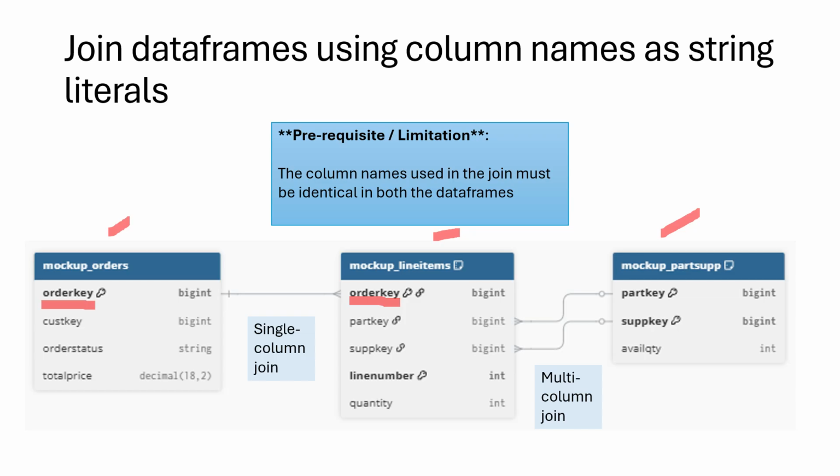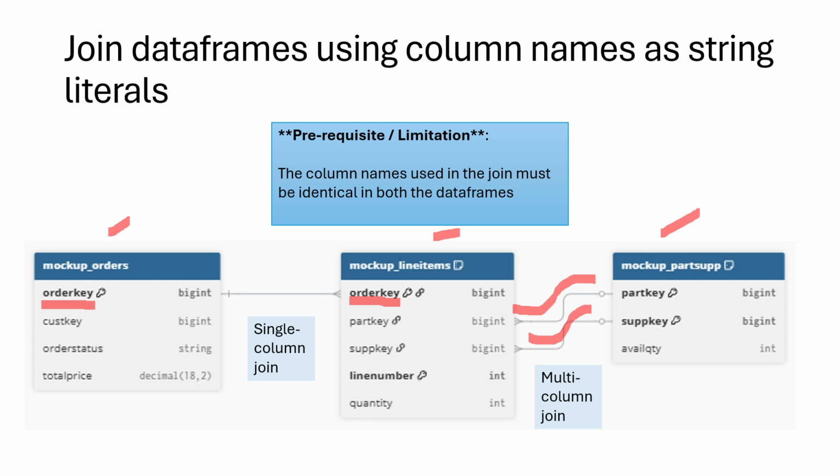Similarly, the join between line items and part supply. The columns on which we want to join is exactly the same. So we can use string literals as join condition to join such data frames.